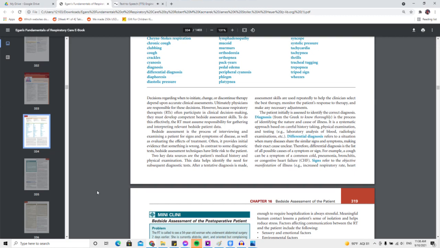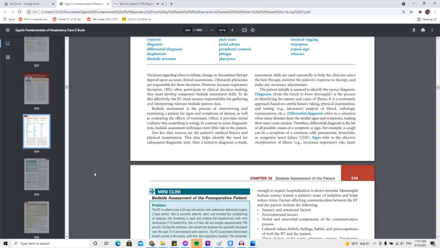Diagnosis, from the Greek "to know thoroughly," is the process of identifying the nature and cause of illness. It is a systematic approach based on careful history-taking, physical examination, and testing, for example, laboratory analysis of blood, radiologic examinations, etc. Differential diagnosis refers to a situation when many diseases share similar signs and symptoms, making their exact cause unclear. Therefore, differential diagnosis is the list of all possible causes of a symptom or sign. For example, a cough can be a symptom of a common cold, pneumonia, bronchitis, or congestive heart failure, CHF.